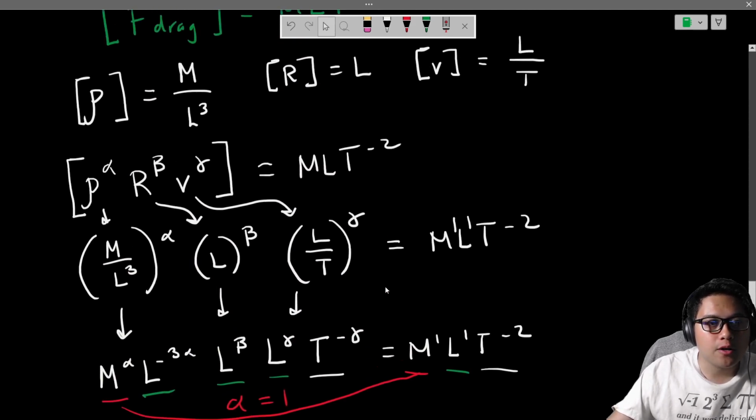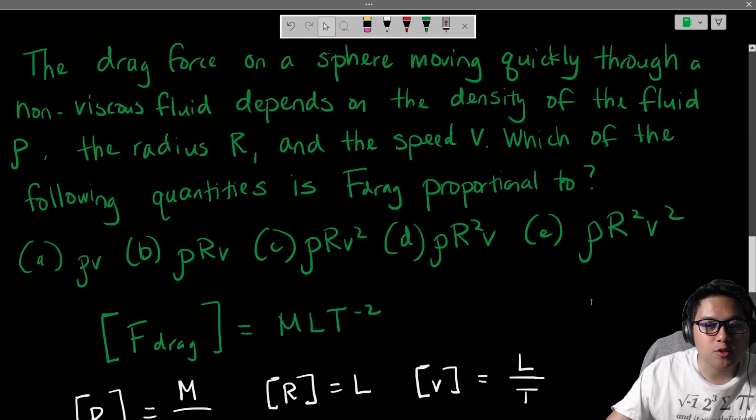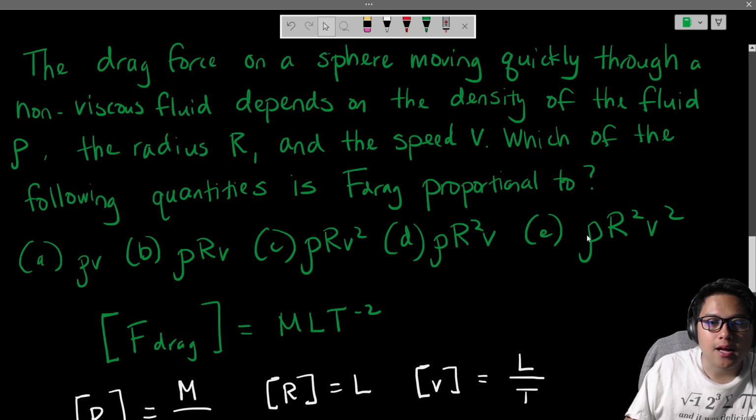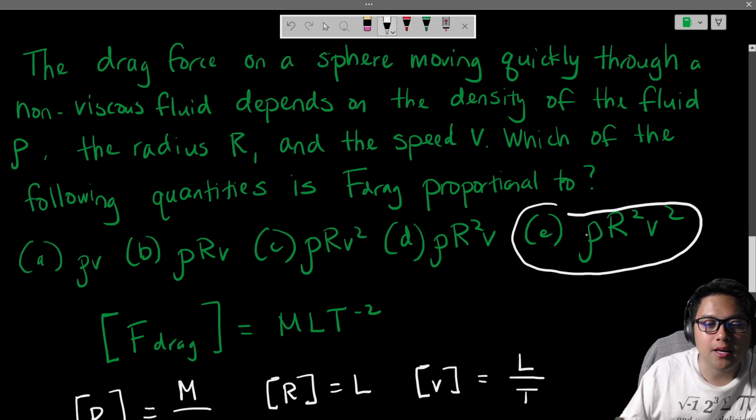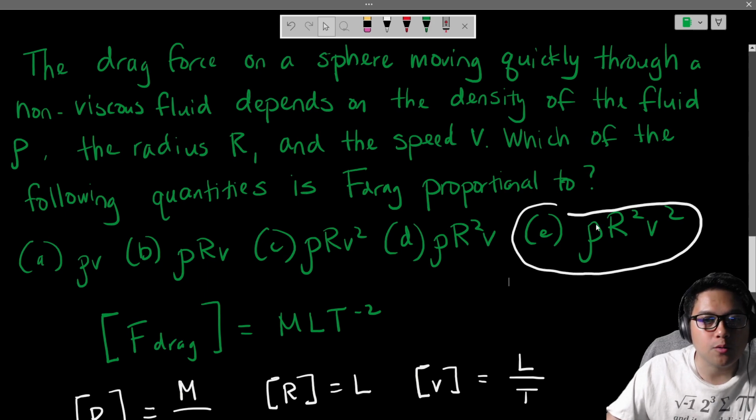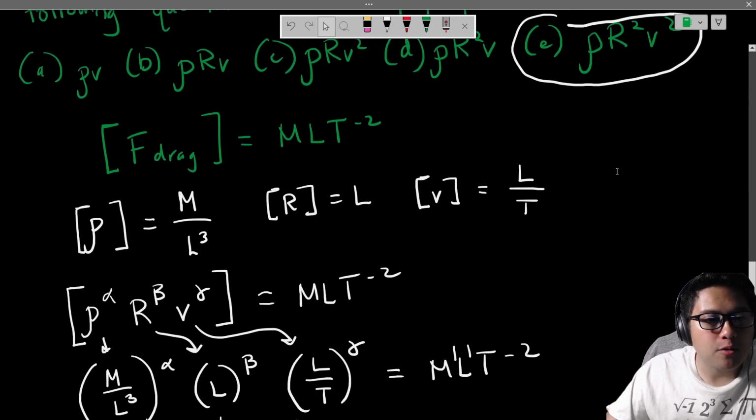And so if we look back up at our multiple choice answers, we're looking for something that has rho to the 1, r to the 2, v to the 2. And if you look at our 5 choices, that has to be choice E, because this perfectly has rho r squared v squared. So this is our answer, and this is what the drag force must be proportional to. So I hope that, again, demonstrates the power of dimensional analysis.